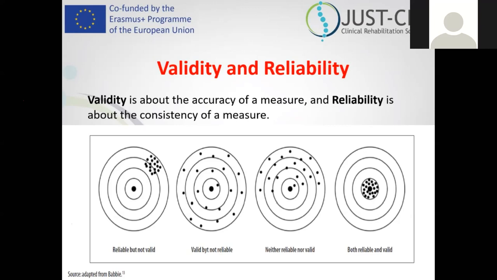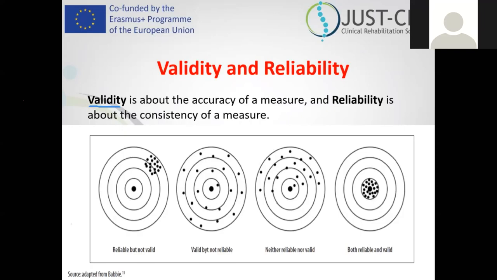The second image represents a valid but not reliable outcome measure. Valid because it evaluates all components or all aspects of the outcome in question, but not reliable because they are widely spread. So each time I use this instrument, I get different results. It could be at the bottom left, for example, or it could be at the top right. So the widespread or inconsistency in results indicates that the instrument is not reliable.